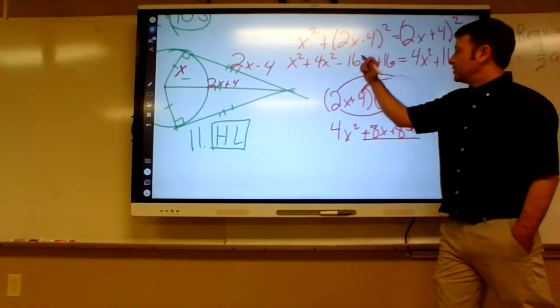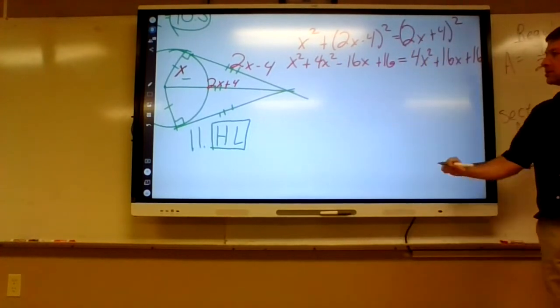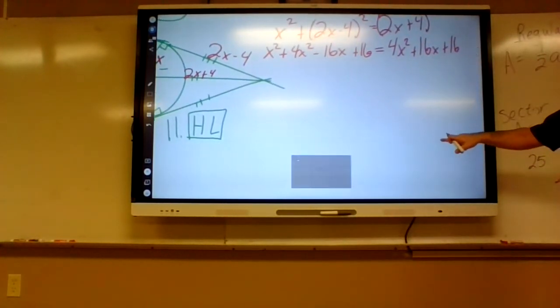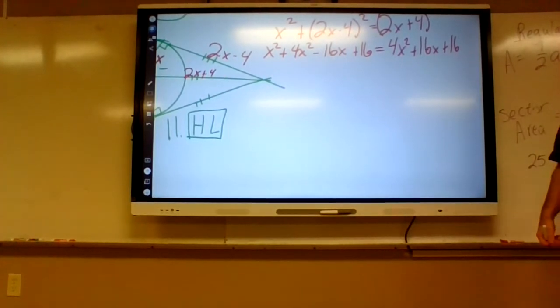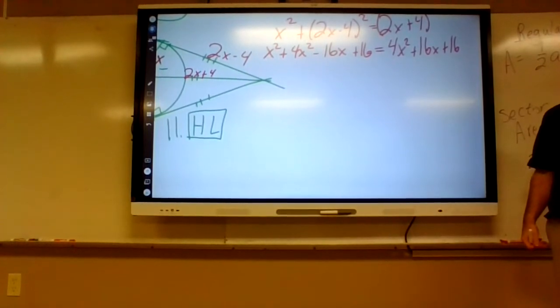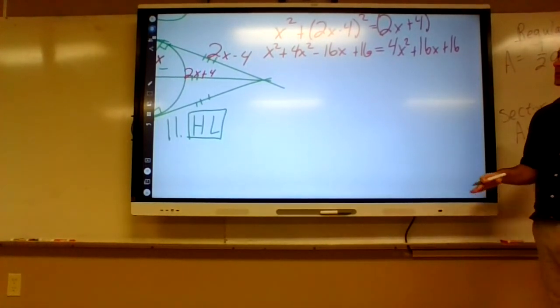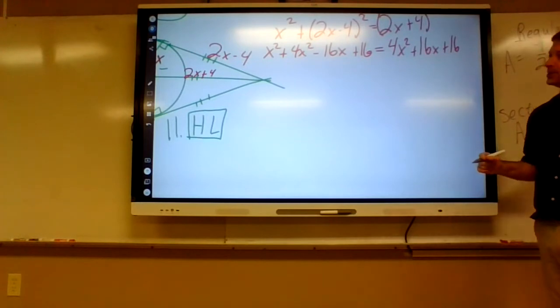Okay, let's get rid of that. So the two single x's cancel out since one of them's a positive 16, one of them's a negative 16. No, they're on different sides. That's not how it works. Well, okay, there's a lot of stuff we can do at this point. What do you guys think? Any ideas?